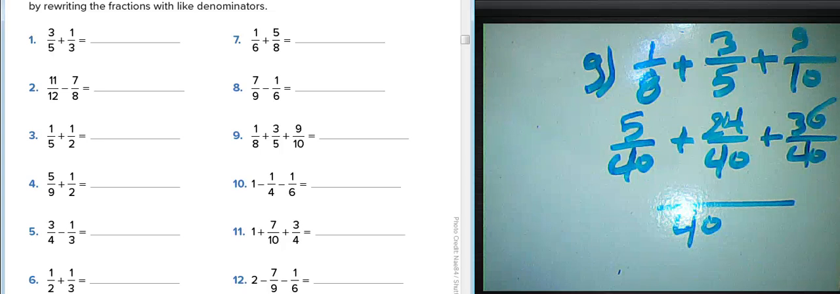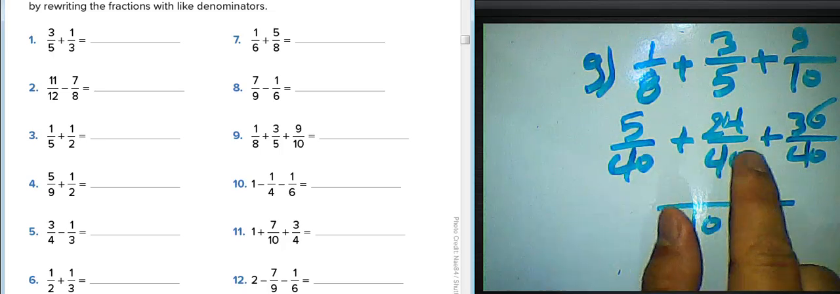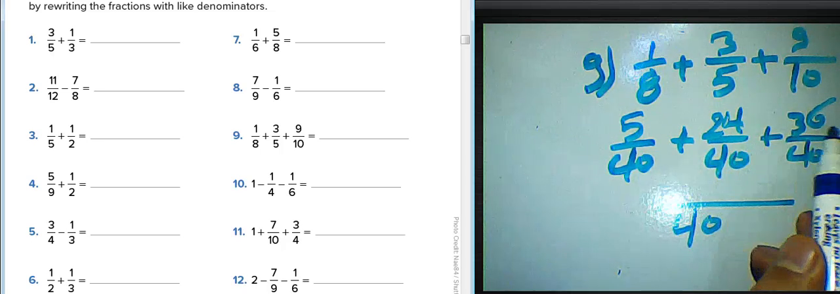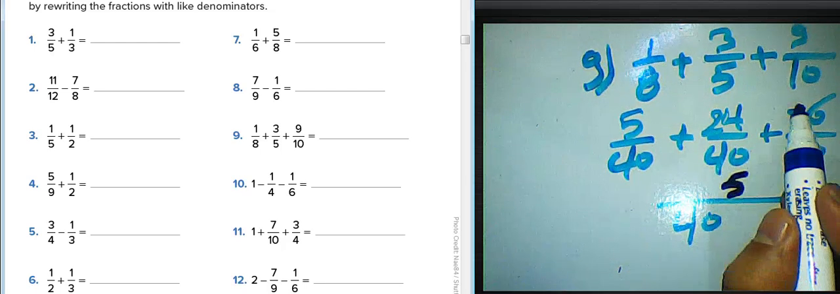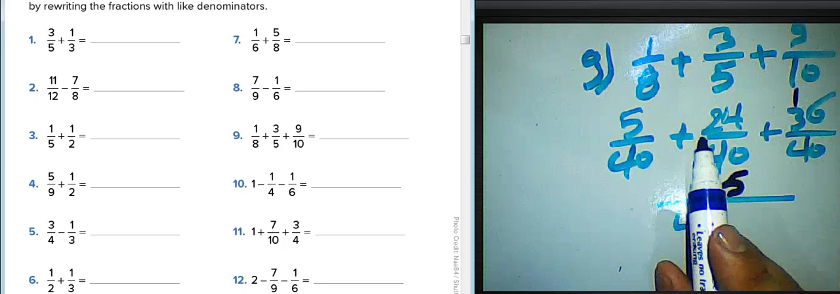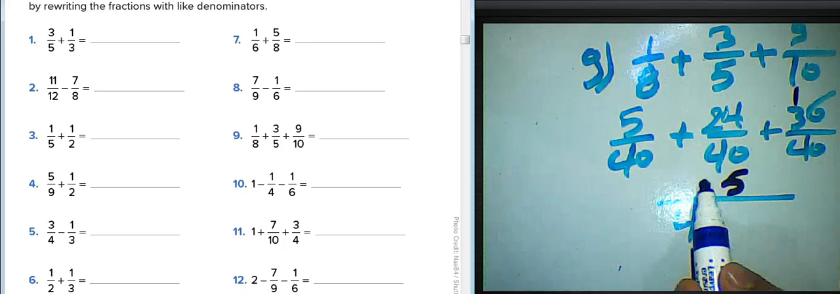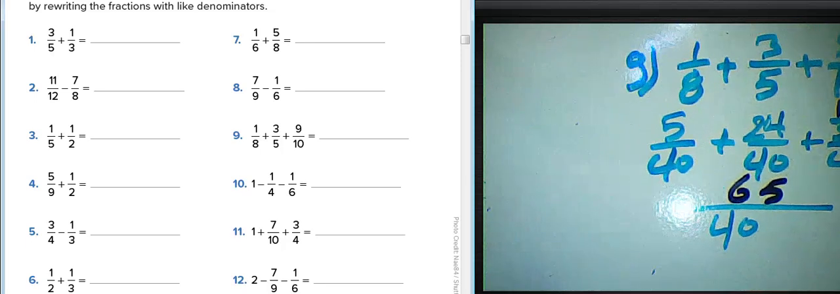Who can complete this example with me? 5 plus 24 plus 36. 6 plus 4 equals 10. 10 plus 5 equals 15, so write 5 and carry a 1. 4 plus 2 equals 6. 6 plus 0 equals 6. The result will be 65.